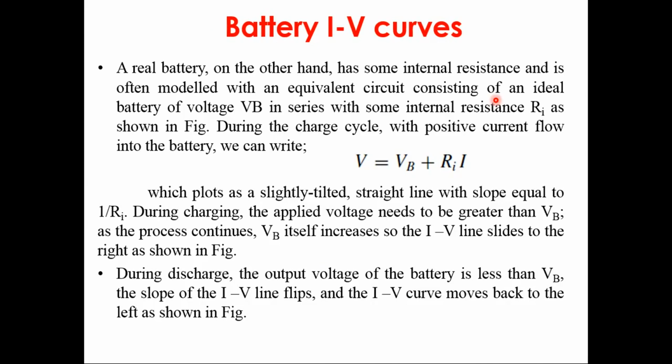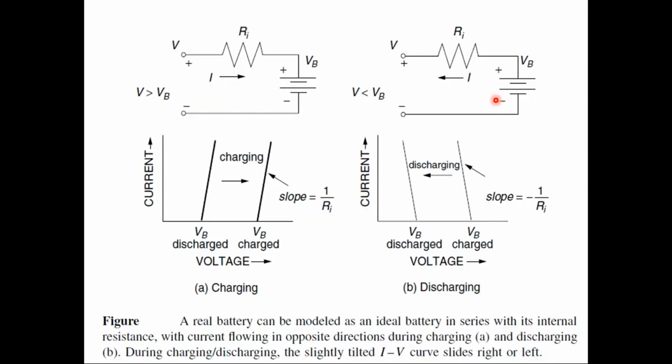If you model the battery voltage, the terminal voltage equals VB plus RI into I, which plots as a slightly tilted straight line with the slope equal to 1 upon the internal resistance of the battery. During charging, the applied voltage needs to be greater than VB, and VB itself increases, so that the IV line slides to the right as shown in the figure.